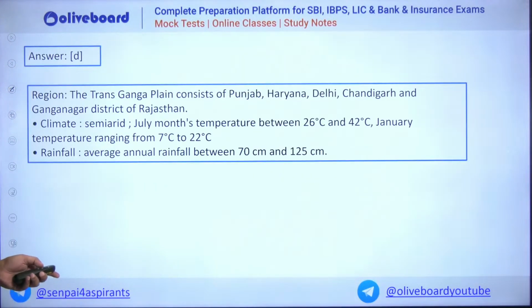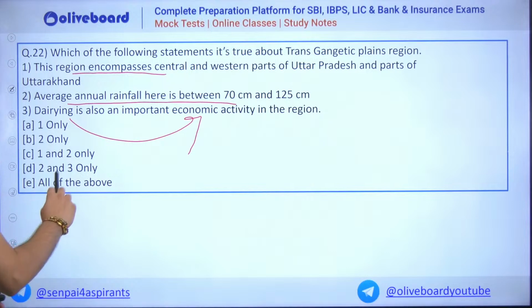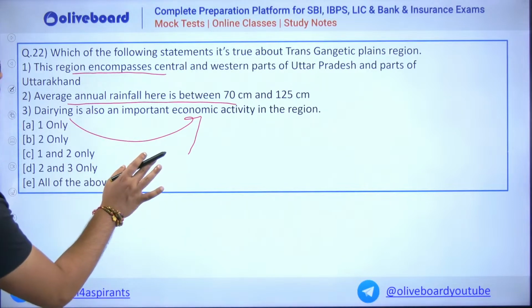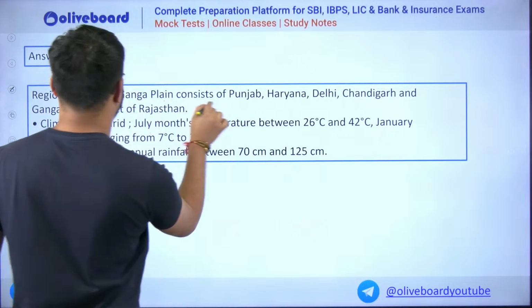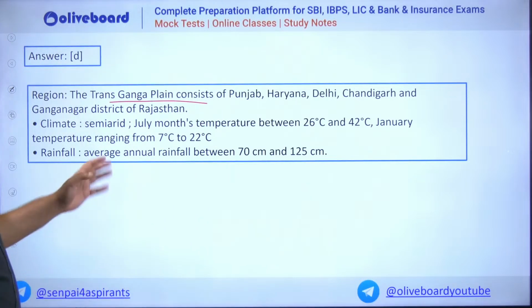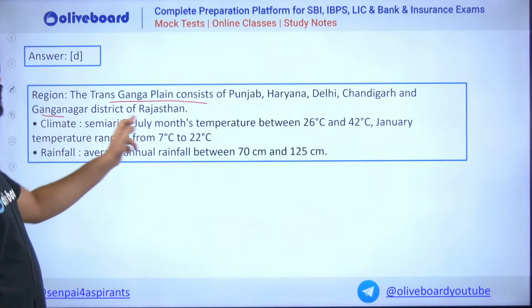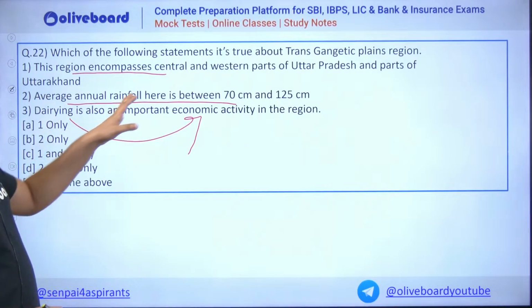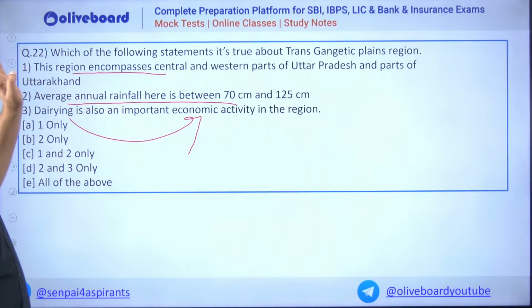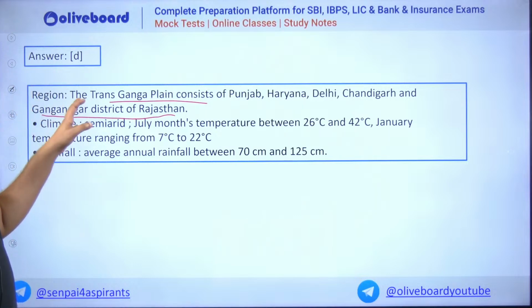The answer here is D, that is 2 and 3 only. The first one is wrong because western part of Uttar Pradesh is there, but when we are talking about Trans-Gangetic Plain, Punjab, Haryana, Delhi, Chandigarh and Ganganagar district of Rajasthan, these are the main region. Some part of western Uttar Pradesh is also there, but Uttarakhand is not there in this particular area. It comes in your Eastern Himalayas.